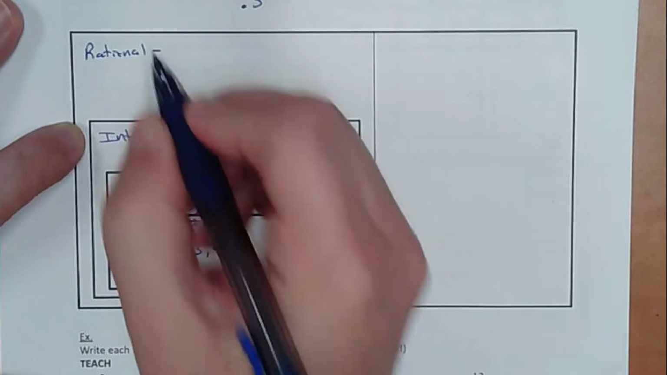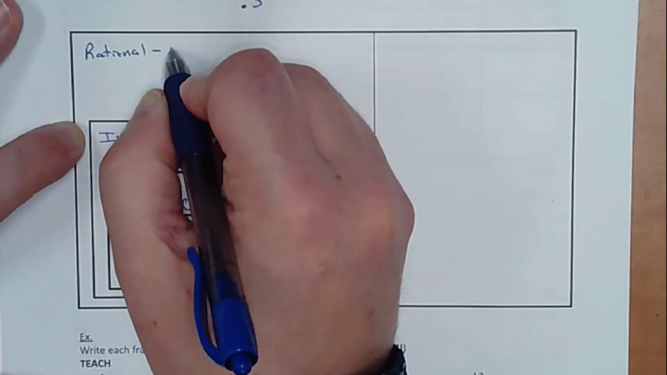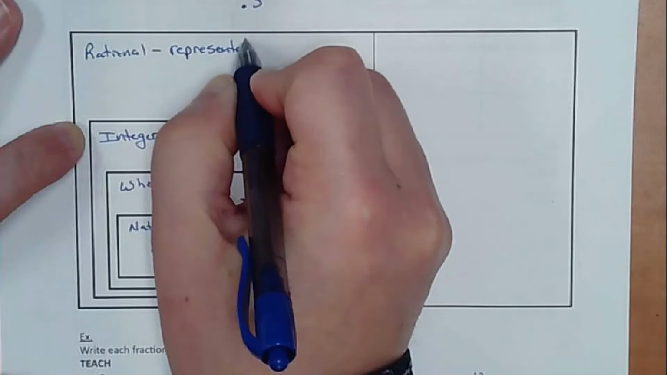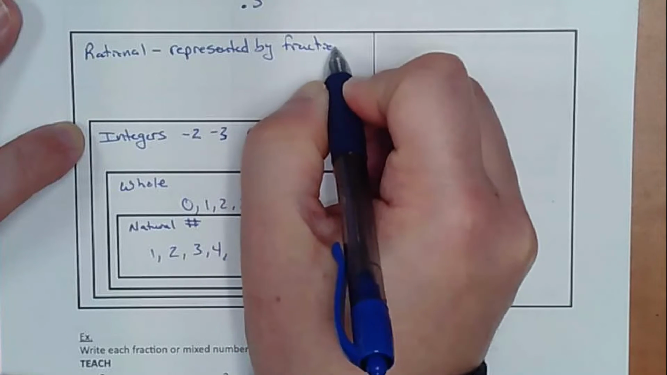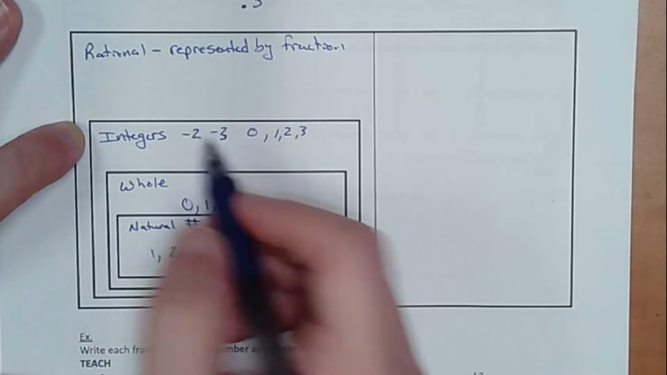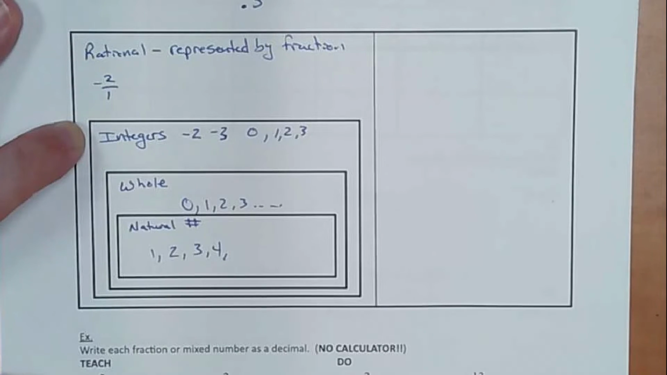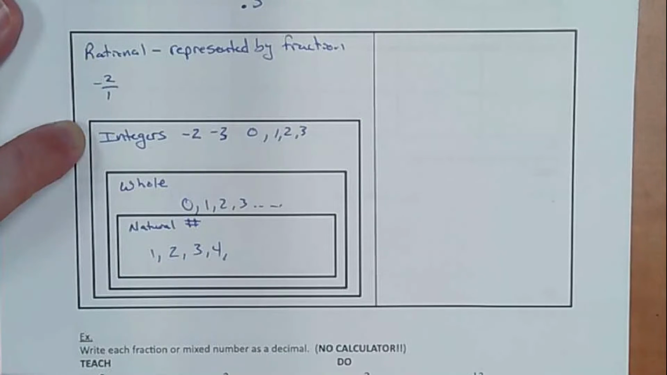The next thing we're going to have is rational numbers. Rational numbers means can be represented by a fraction. So -2, you might say, how is that a fraction? Well, that's easy enough: -2/1. So notice that all the smaller boxes are inside of the bigger box.